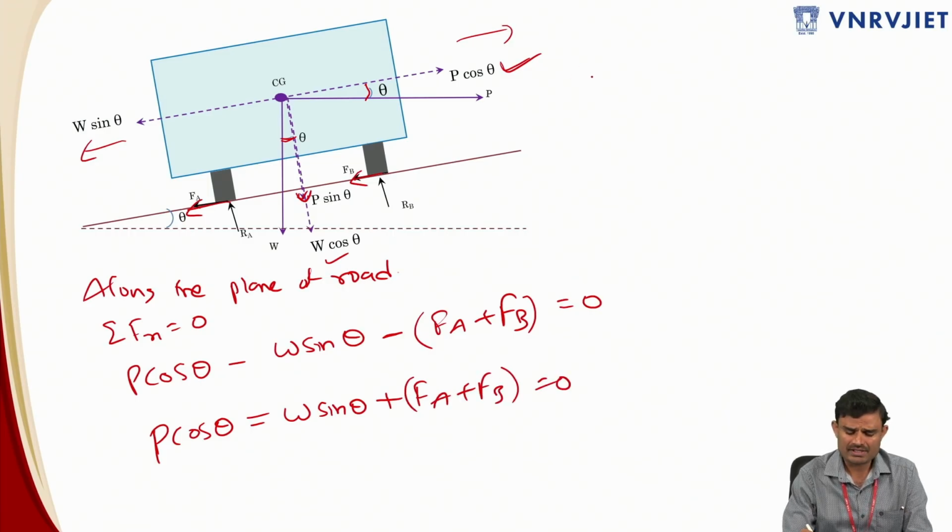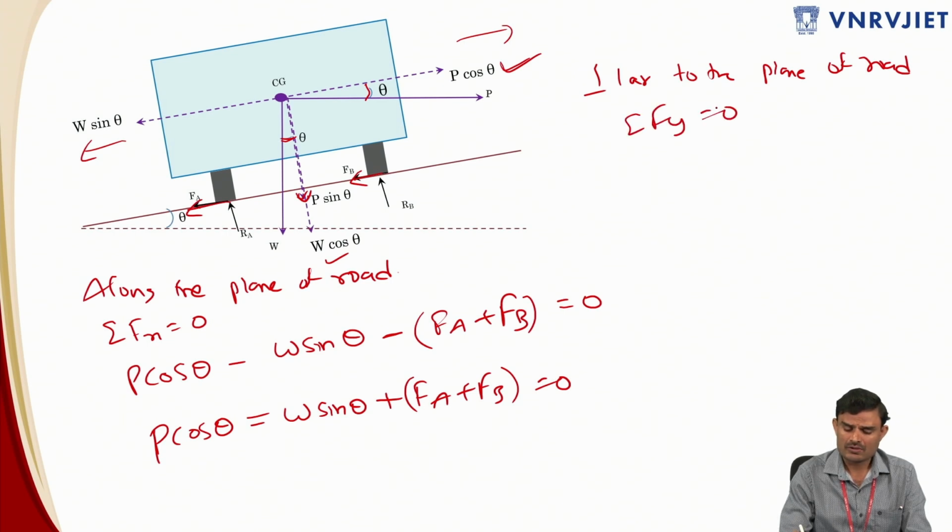Now I'll write the equation perpendicular to the plane of road. We are having the forces RA plus RB, with sigma Fy equal to 0. The forces acting downwards are P sin theta plus W cos theta, and the forces acting upwards are nothing but RA and RB.